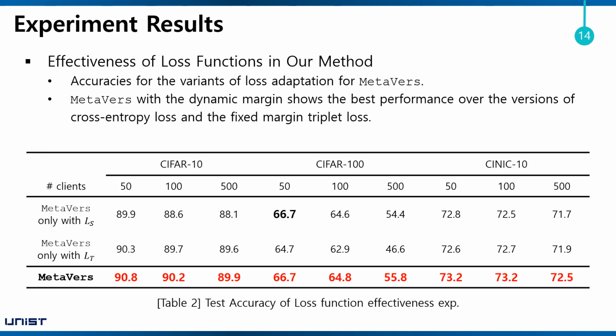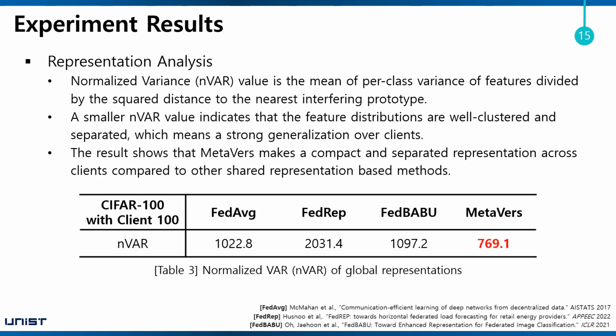We conducted more experiments to show the strength of MetaVers. To see the effectiveness of the loss functions in our method, we trained using only one of the two loss functions. MetaVers with dynamic margin shows the best performance over the versions with cross-entropy loss and the fixed margin triplet loss. To analyze the representation of our method, we calculated the normalized variance of global representations. Normalized variance is the mean of the per-class variance of features divided by the squared distance to the nearest inter-class prototype. The result shows that MetaVers makes a compact and separated representation across clients compared to other shared representation-based methods.